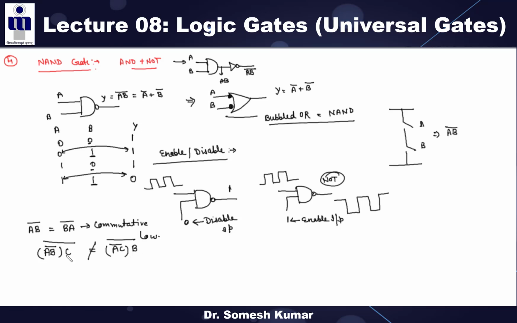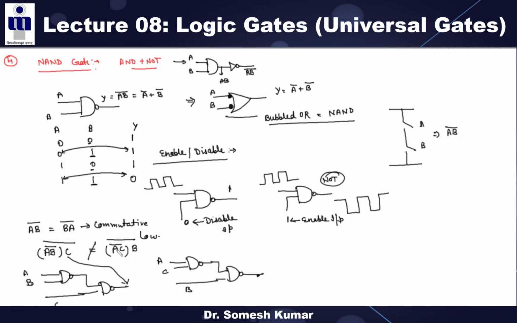So here AB is AB whole bar, right? For example, this AB, and then again this is giving one C, right? This is your first output. And how is it possible that AC is taken and B is given here, right? Both outputs should be different, right? So it is not following the associative law. So we can say your NAND gate follows the commutative law but does not follow the associative law, right?